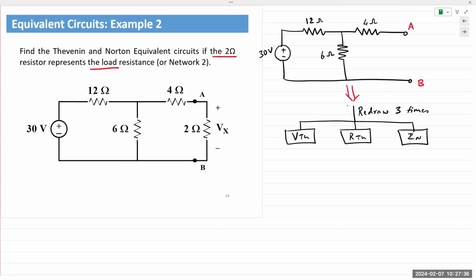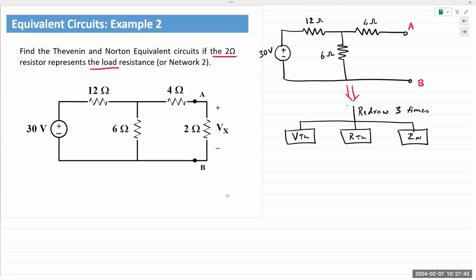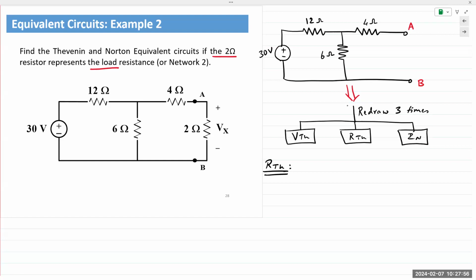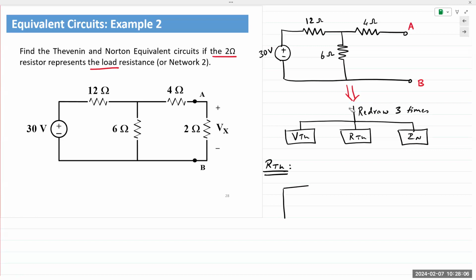We redraw it 3 times. Once for resistance, once for voltage, once for current. So let's begin. RTH, we reduce all independent sources to 0. There is only one source in the circuit, the 30 volt source. And so that is replaced with a short circuit.